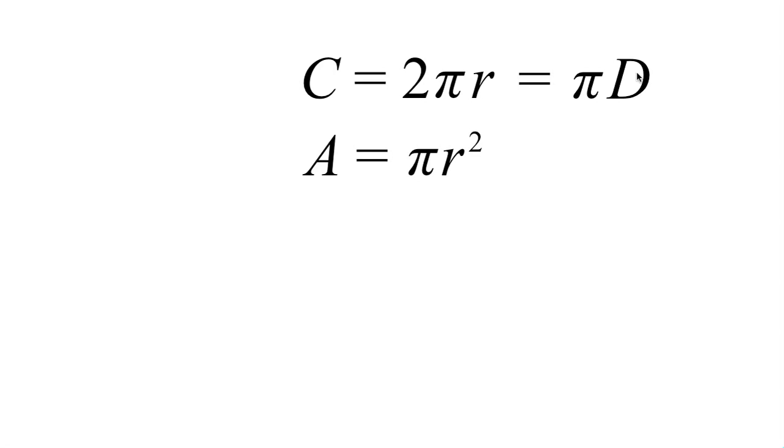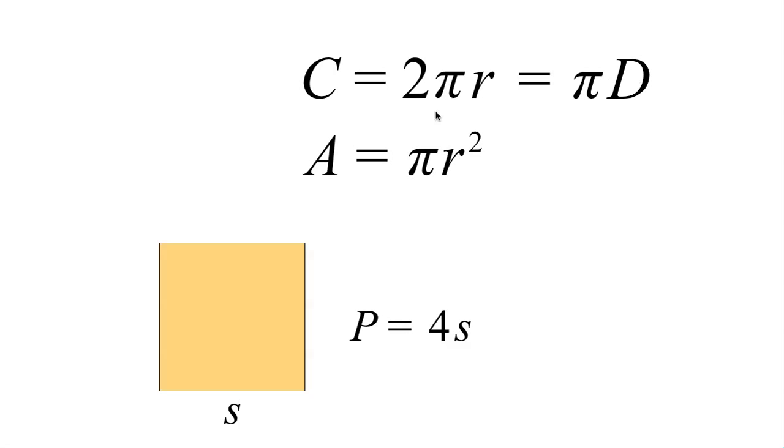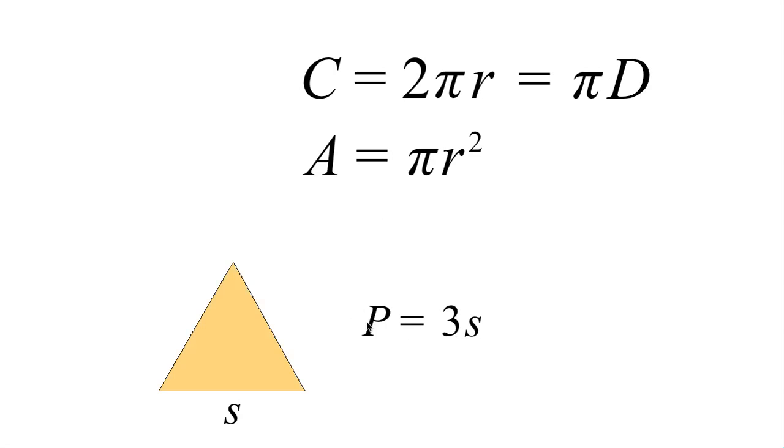But for a square, it's pretty nice. The ratio of the perimeter to the side, P equals 4s. For an equilateral triangle, the ratio of the perimeter to the side is 3. For a circle, it just didn't turn out to be a nice number. It would have been great if it was 3.5, but it turns out this ratio was a number we never heard of before. So we gave it a new name.